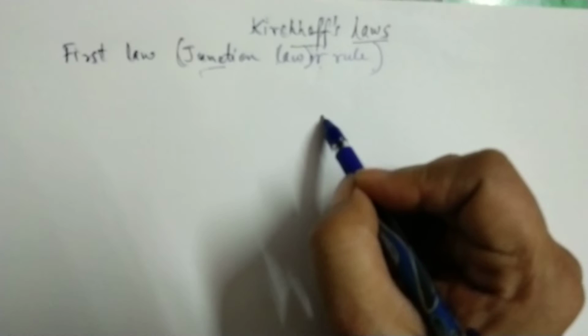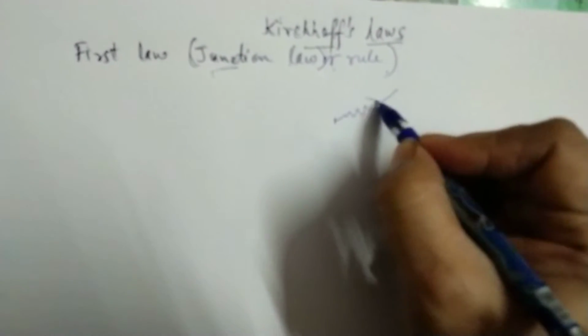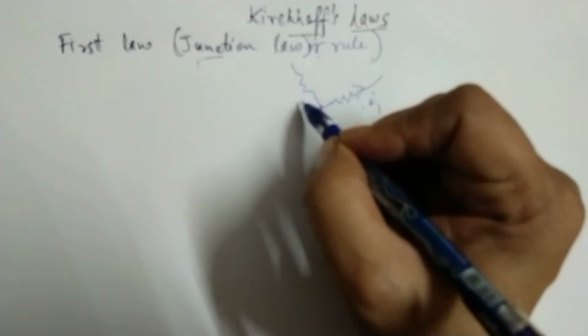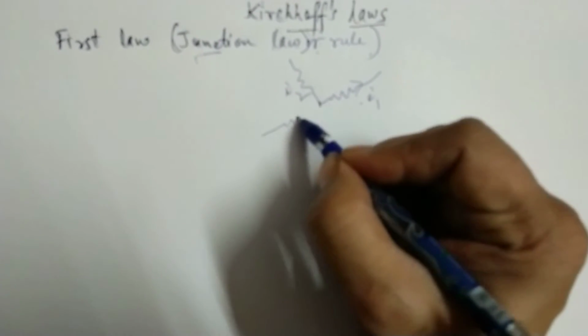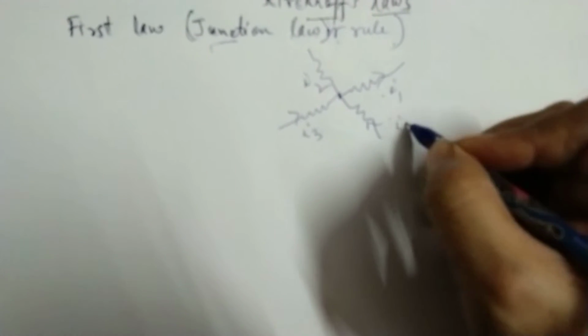Kirchhoff's law is mainly of two types. The first law is the junction law, which we can call a rule. According to this first law, we have the sum of all the currents entering. Because it is a junction rule, we'll take a point here. Suppose we have a number of currents: this is I1, this is I2, this is I3, and let us assume this is I4.